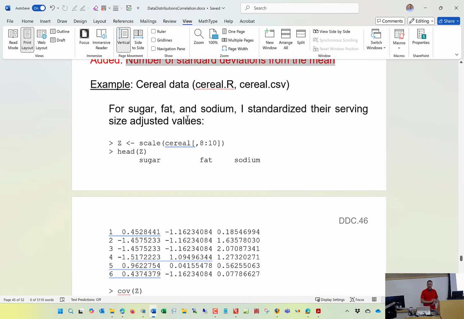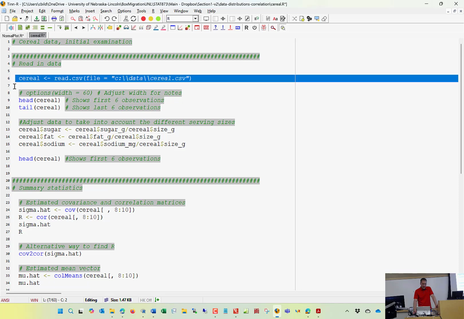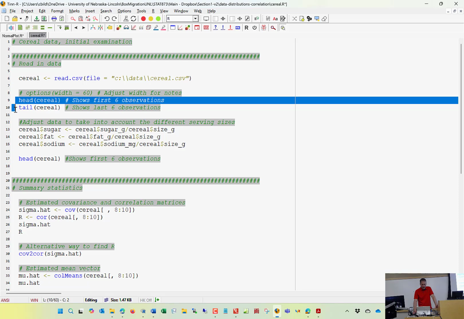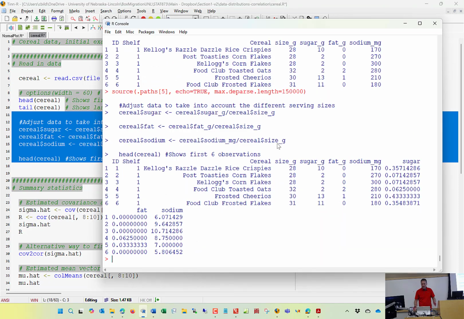So if we go take a look at our cereal data set again, just to review, remember we had to adjust the cereal data values by their serving sizes. The first line of code here is I read in my data. Then I could do a head of my data that's in cereal just to verify that indeed it looks right. Yes, it does. And then to find this adjusted sugar value, I take the number of sugar grams for each observation, divide by the serving size for each observation, and I create a new variable in the cereal data frame called sugar. cereal$sugar creates that new variable. I do the same thing for fat and sodium, and here's my data with the adjusted values. Sugar through sodium are in the 8th through the 10th column of that data frame.